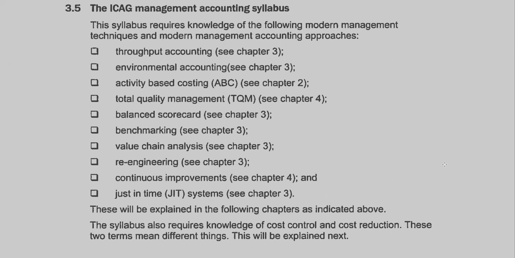So we have total quality management under chapter 4, the balanced scorecard under chapter 3, benchmarking, chapter 3, value chain analysis under chapter 3, business process reengineering, chapter 3, continuous improvement in chapter 4, and just-in-time systems under chapter 3. Now, all these techniques are interrelated. I want you as a student to look at the interrelationships between these different techniques, and that is how you can pass this paper. So this will be explained in the following chapters as indicated above.